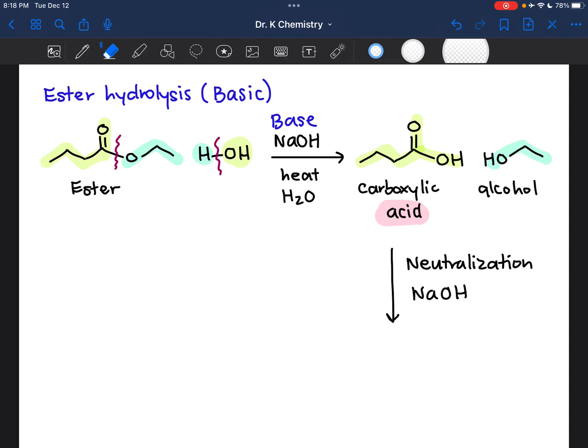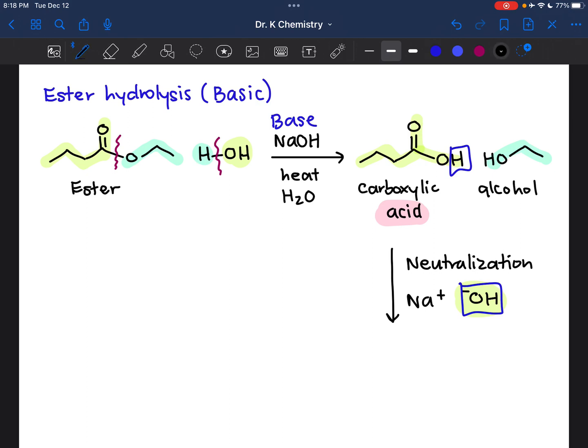Now, keep in mind that bases are going to accept hydrogen ions, and we can actually rewrite sodium hydroxide as a cation and an anion, since they have an ionic bond. The OH part here is the basic component. So this is the component that's going to accept a hydrogen ion. And it's going to get that hydrogen from the carboxylic acid. So I'm going to take that hydrogen and I'm going to give it to the OH molecule to produce water, and I can just write that as H2O.